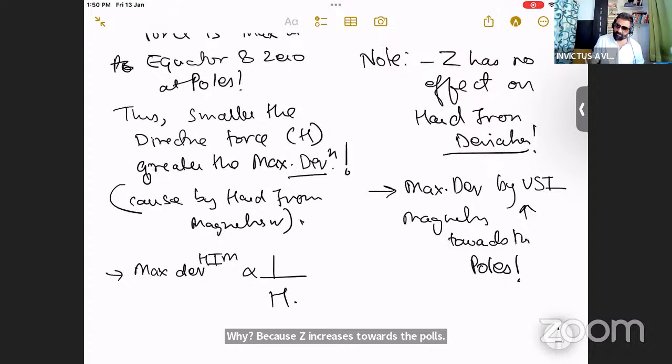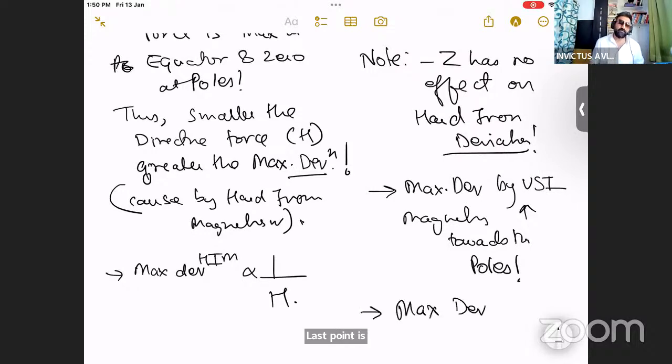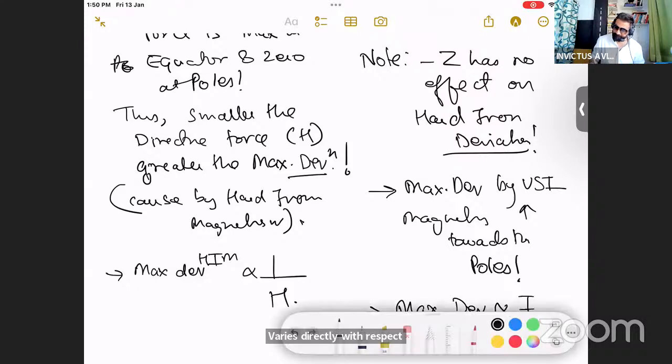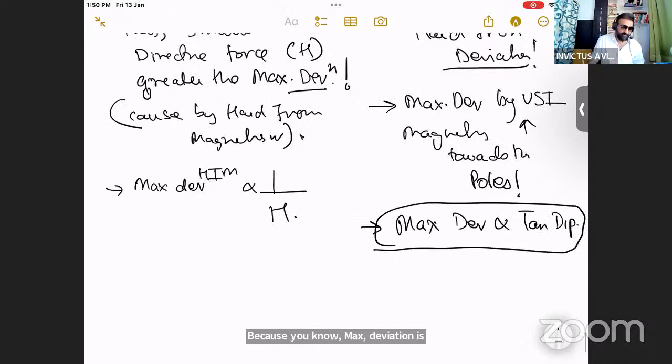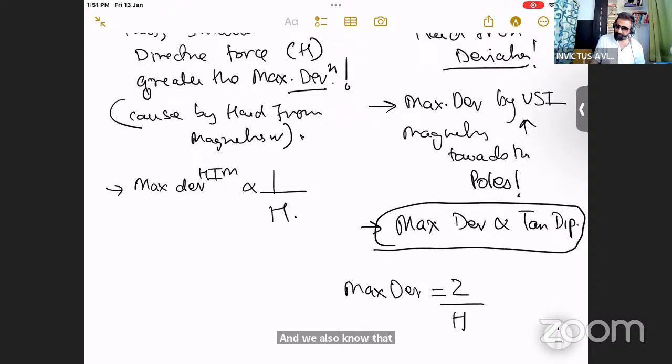Last point you'll write, max deviation varies directly with respect to tan dip angle. Very important point. Because max deviation is directly proportional to Z, inversely proportional to H, and we also know that tan dip angle also has the same formula. Therefore, max deviation is directly proportional to tan dip.